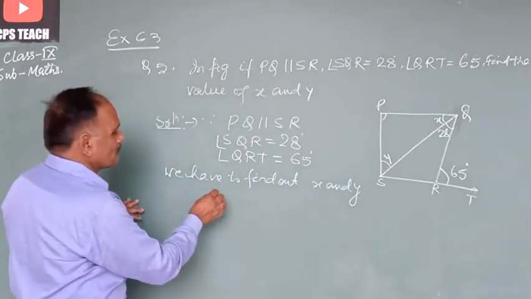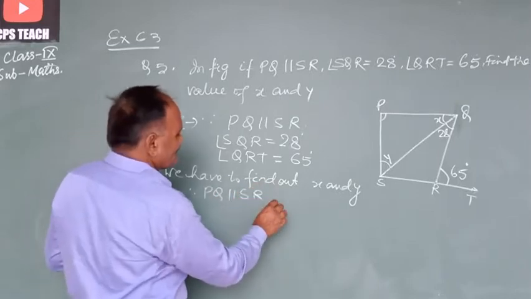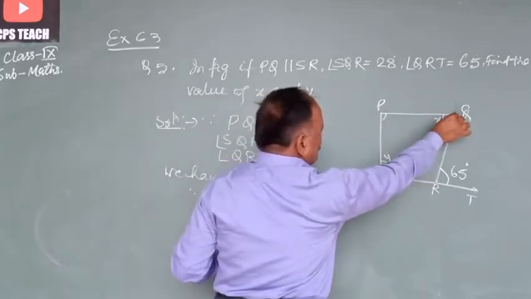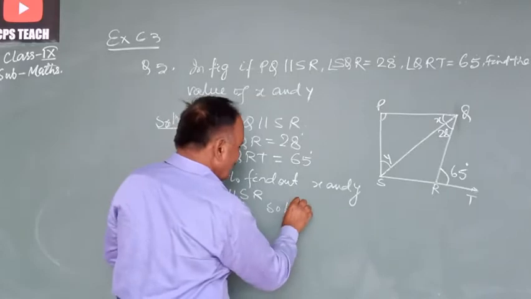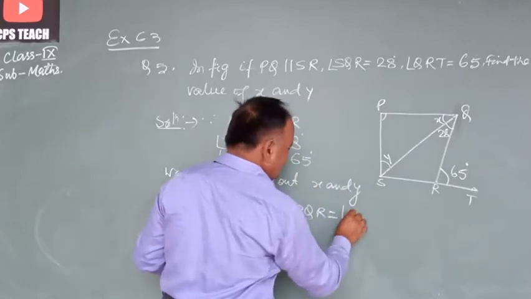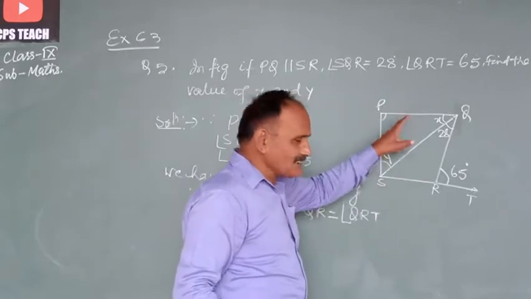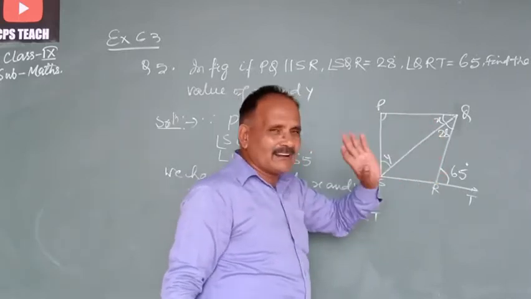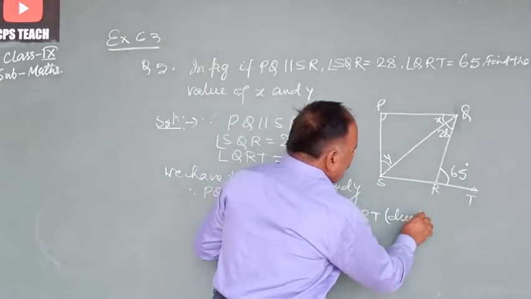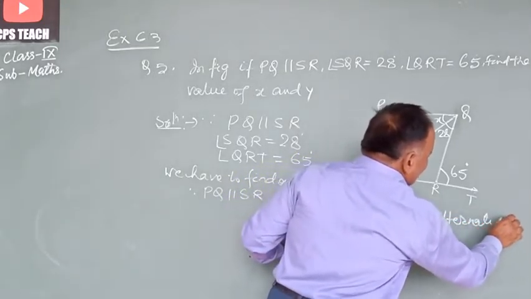According to the question, since PQ is parallel to SR, angle PQR is equal to angle QRT. We know that these two sides are parallel, so these angles are alternate interior angles. So these two angles are equal due to alternate interior angles.